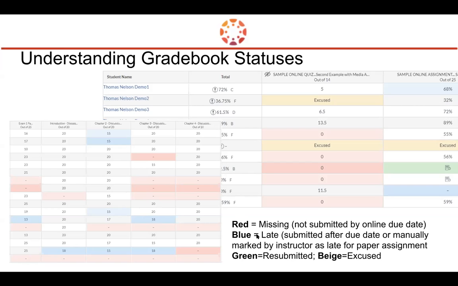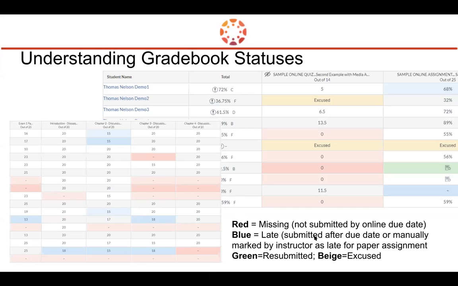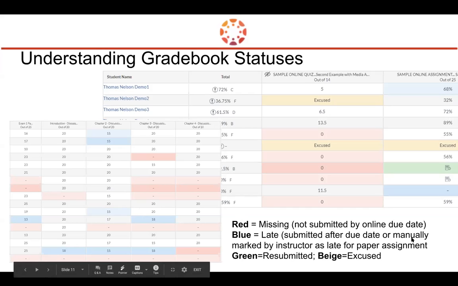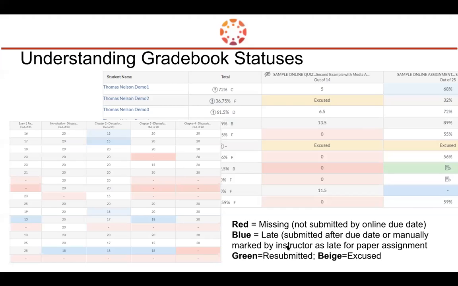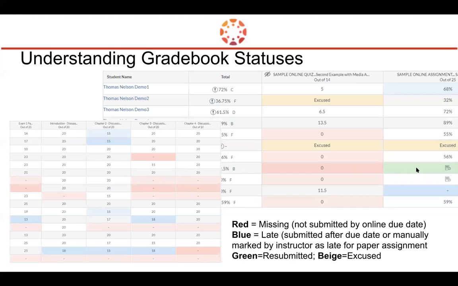Either the item was submitted, but submitted after the due date and time that was put into Canvas, or you as the instructor manually marked the item as late when you went in to put in grades for an on-paper assignment, and I'll show you that in a minute. Green means that a student has resubmitted. This is especially true if you give students multiple attempts on quizzes. As soon as they start the second attempt, that cell is going to show as green.